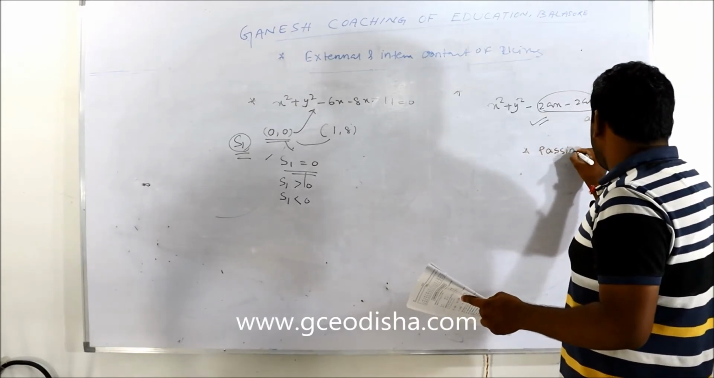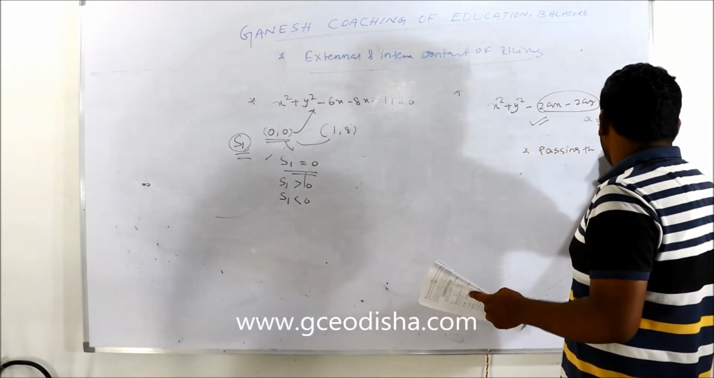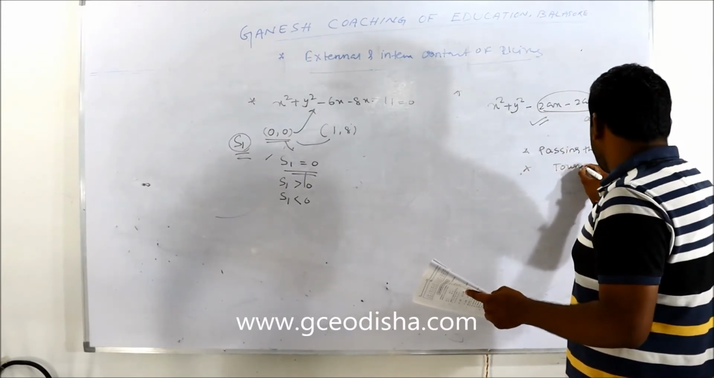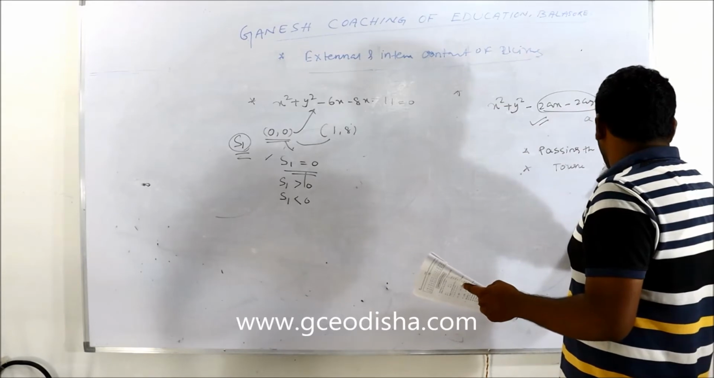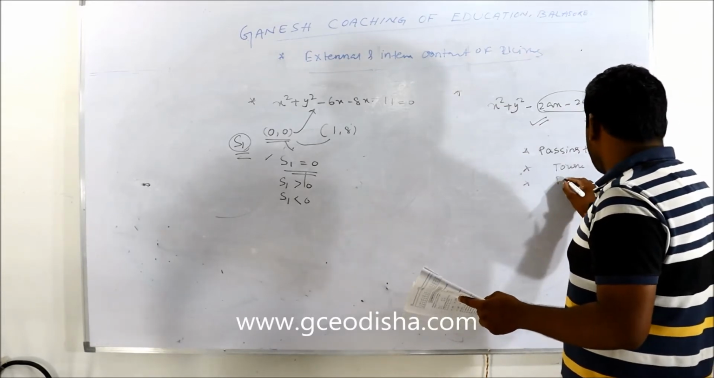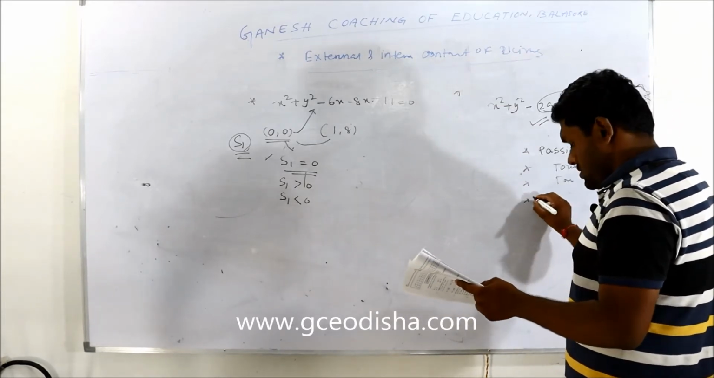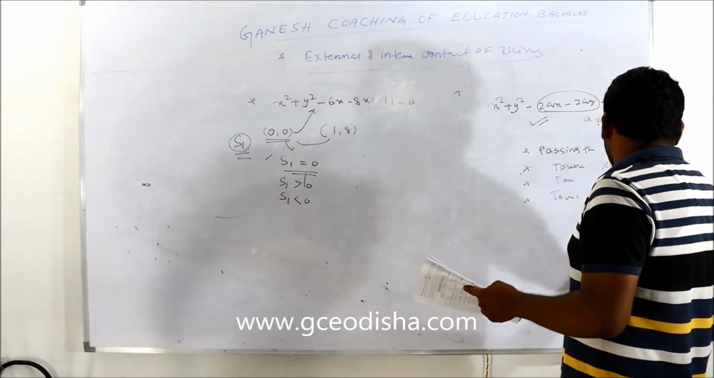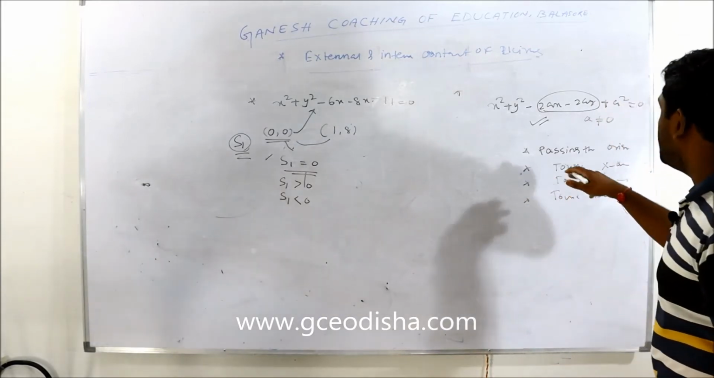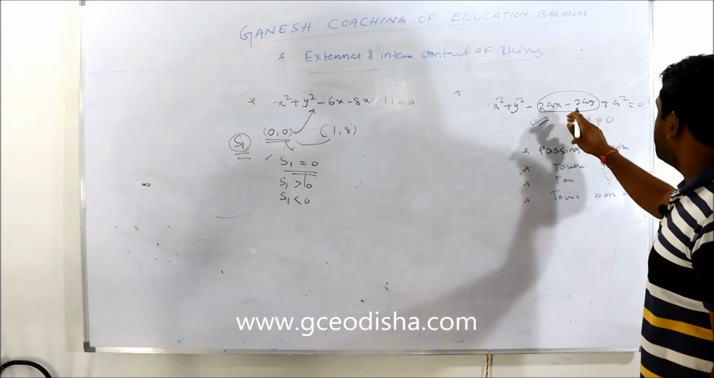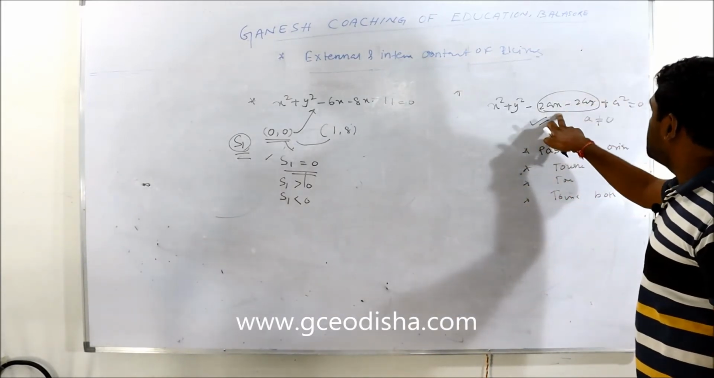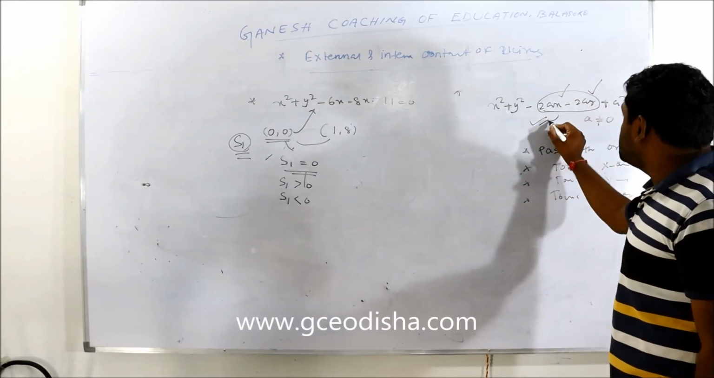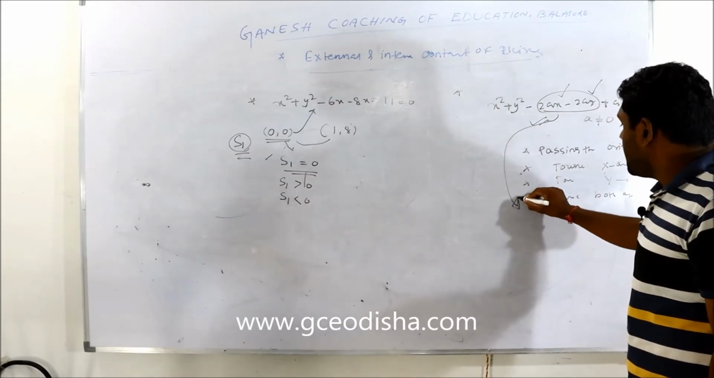The options are: passing through the origin, touches x-axis, touches y-axis, or touches both axes. The four options are given, and when both the x term and the y term are coming, then this equation touches both the axes.